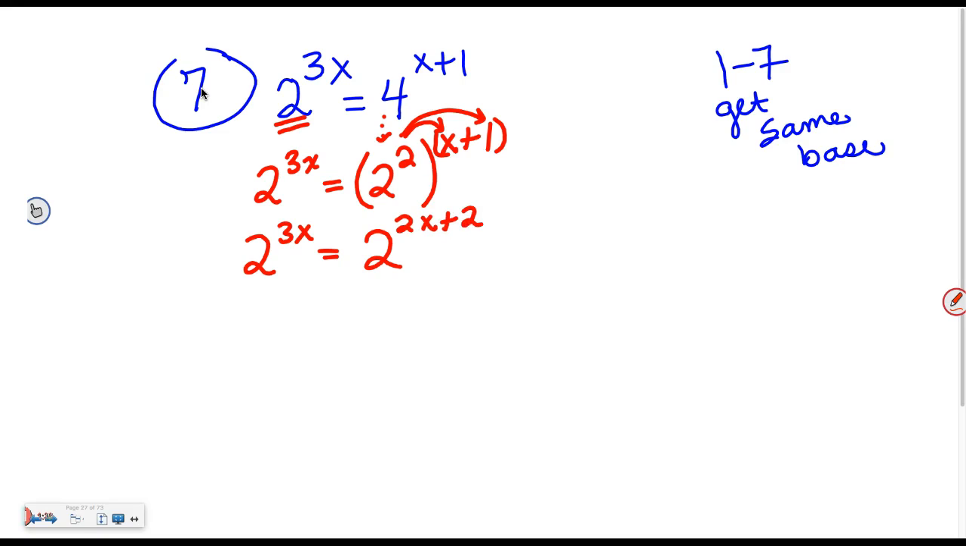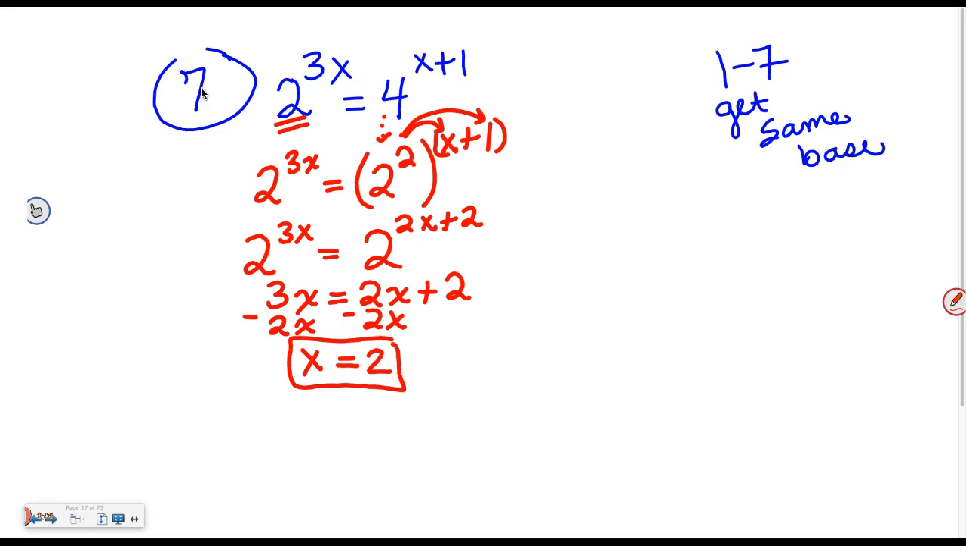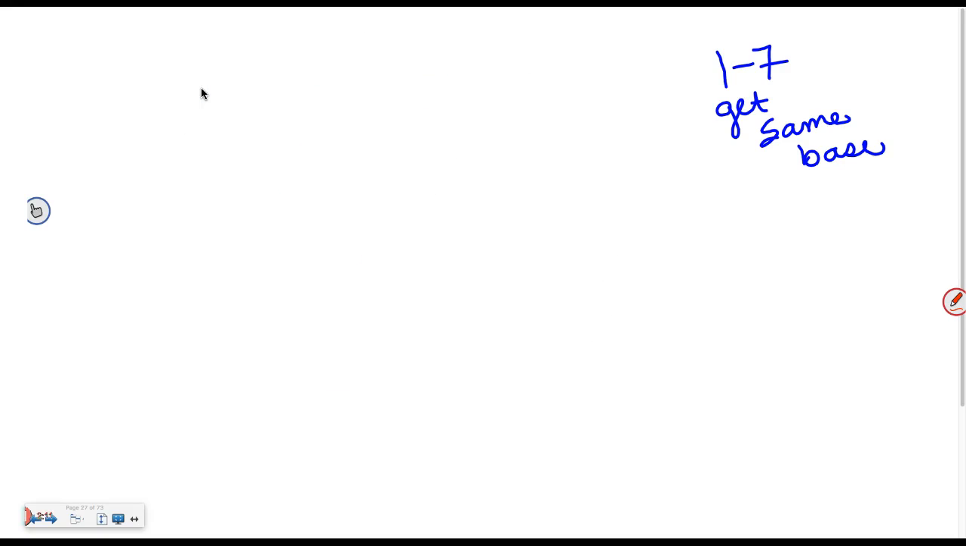Once you get the same base, you can set the exponents equal. So you could say 3x is equal to 2x plus 2. And then we're down to Algebra 1, just solving a simple equation. And we'll get x is equal to 2. And that's the answer to number 7. The next one we're going to do together is number 9, right below it there.